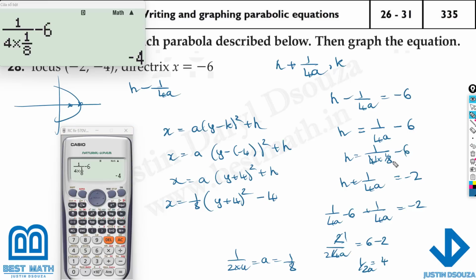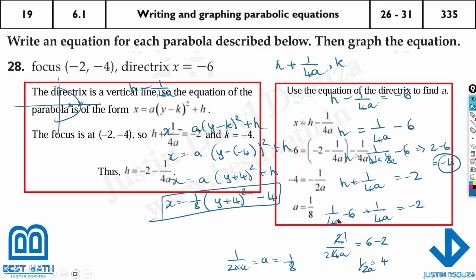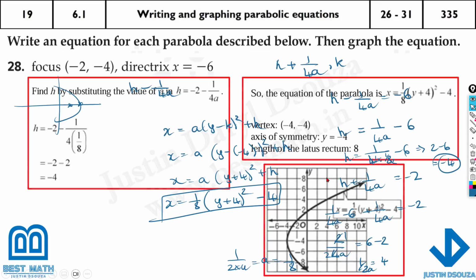Or let's solve it over here. 1 by 4 times 1 by 8 gives 2, because the 8 in the denominator jumps up. So that will be equal to 2 minus 6, that is minus 4. So that's the answer. So this is the equation. Now when we have the vertex, it's very, very easy. But when we have focus and directrix, it is a little bit lengthier. You can see that's done over here. Same thing. And finally we get the answer here. It's 1 by 8. Now y plus, because it was minus minus, that'll become plus 4, minus 4. The whole square is there.